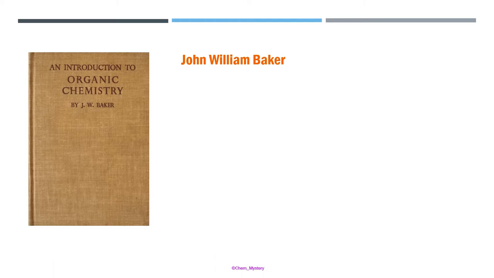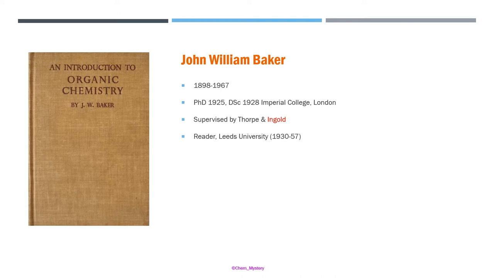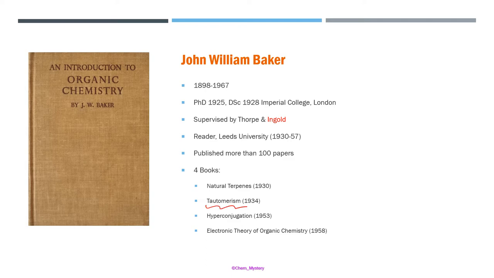Unfortunately, we don't have any photo of him available in the public domain. This is one of the books published by him. 1898 to 1967 was his lifespan. He had a PhD from Imperial College London. He was supervised by Thorpe and Ingold, Ingold, about whom we have heard a lot in CIP rules and some other places. C.K. Ingold had done a great deal of work on the inductive effect. Baker was a professor, reader at the University of Leeds for about 27 years. He published more than 100 papers and wrote some books. He had worked on tautomerization as well, apart from hyperconjugation, which we might be less aware of.